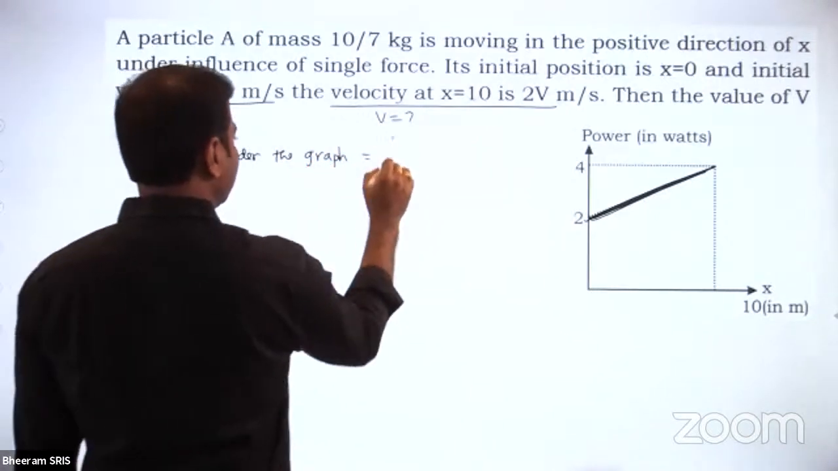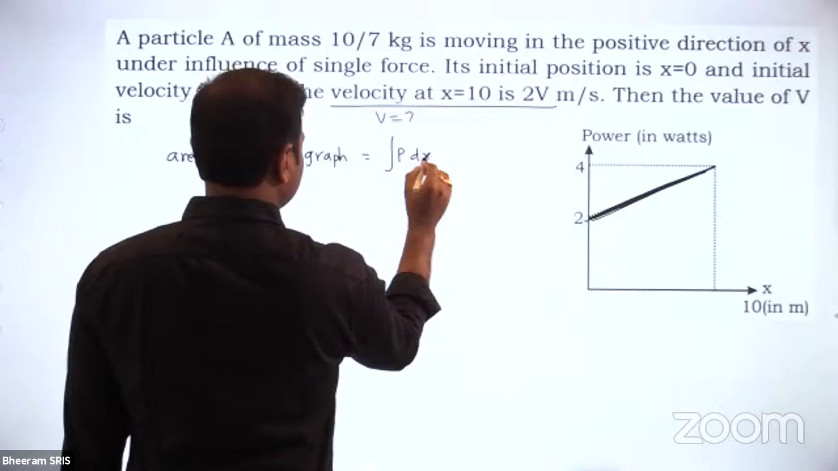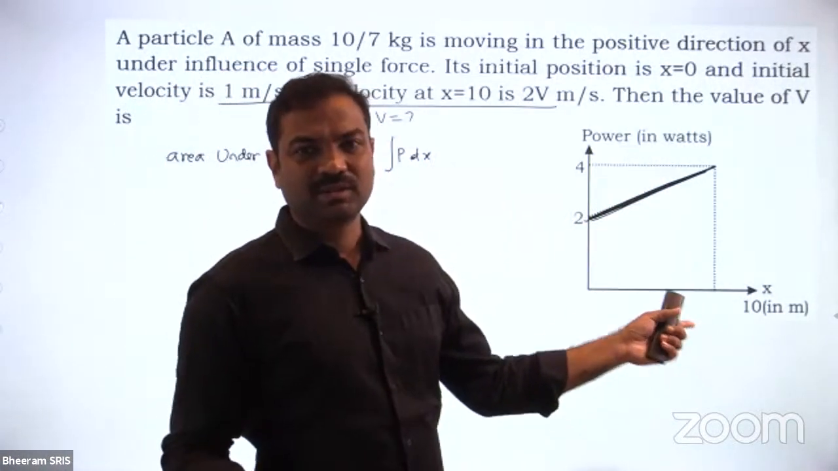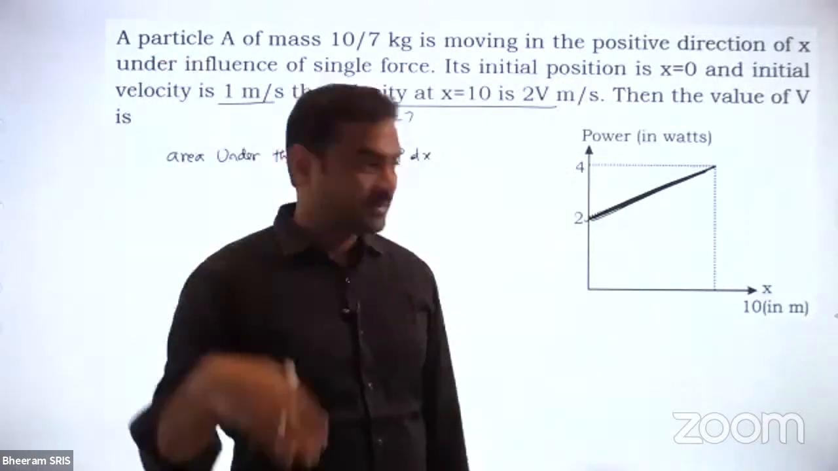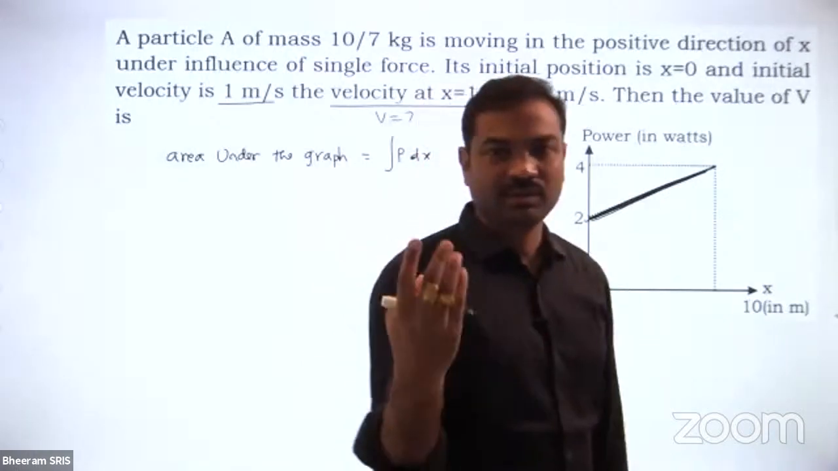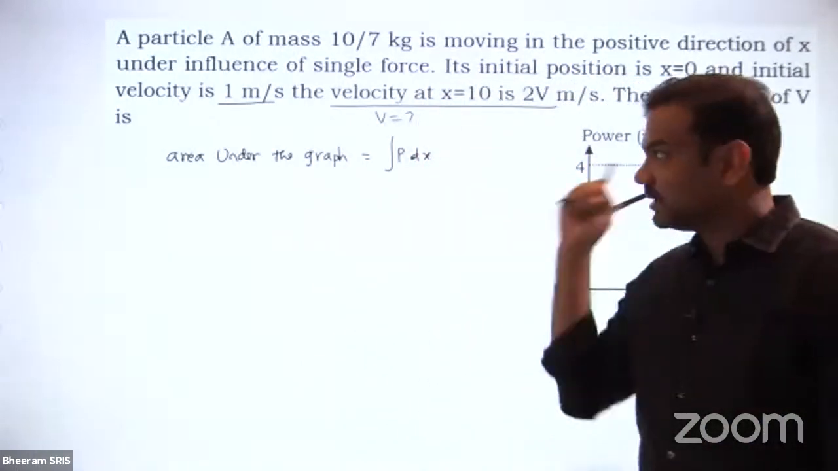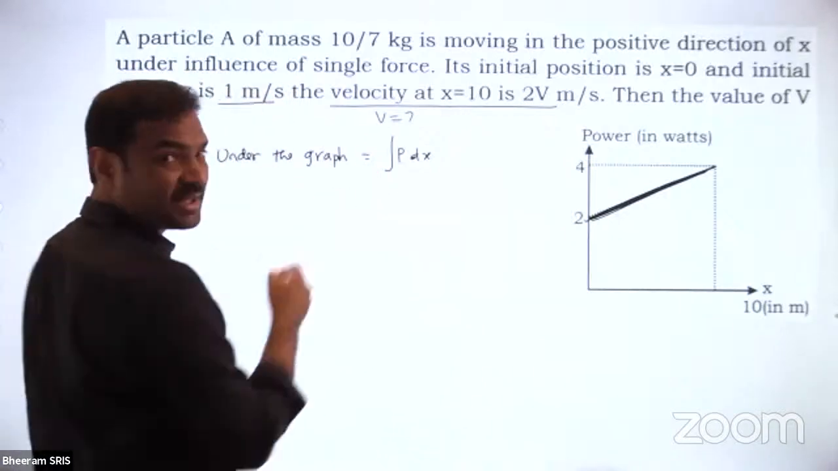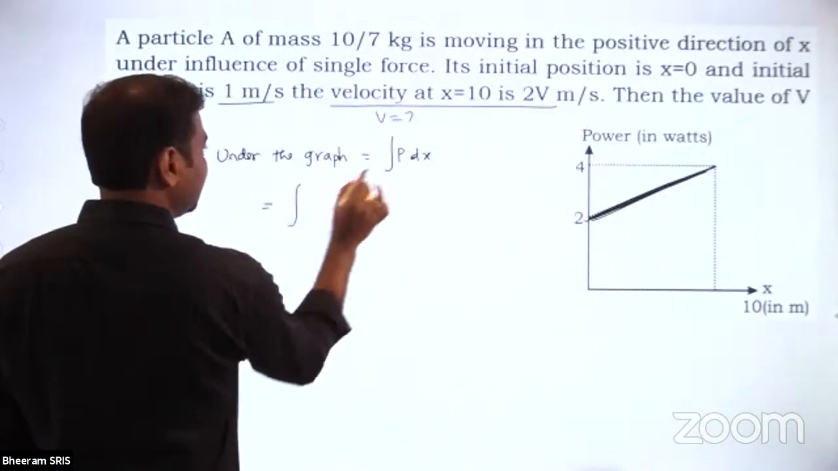The area under the graph is integral p into dx. You can check the slope. Slope is equal to dp by dx, power by distance. Power by distance, there is no such quantity in physics. That's why no need to do with the slope. I'm just checking, that's why area under the graph. Area under the graph means integration. So integral, what is the power equal to?